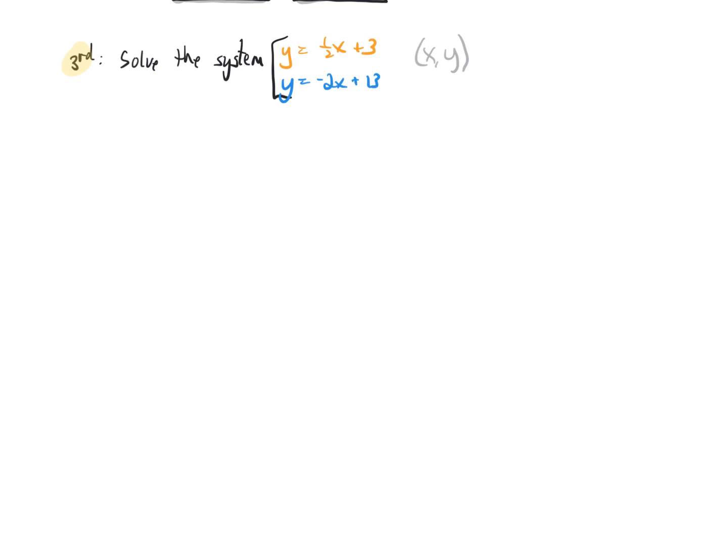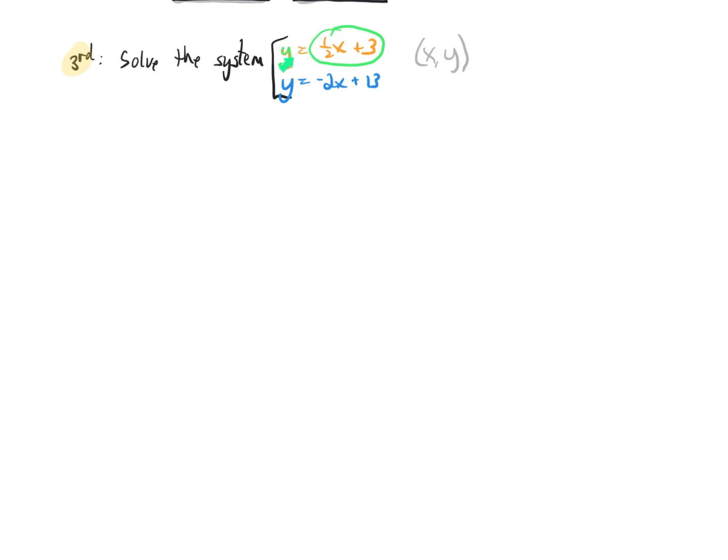Step 1, get a letter all by itself. And it's already done for us. Y is all by itself. You could have let it be this Y or this Y, really anywhere in the system. If you can get a letter all by itself, you're done with that first step.